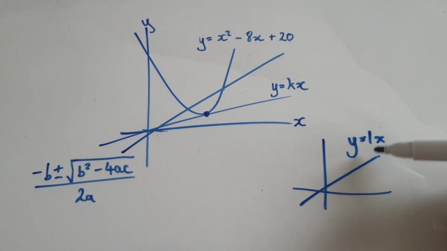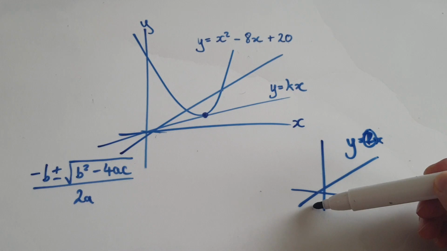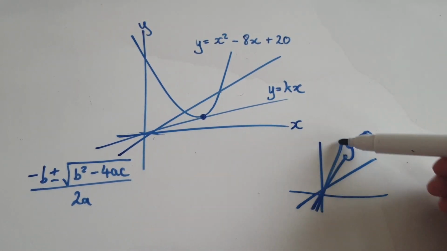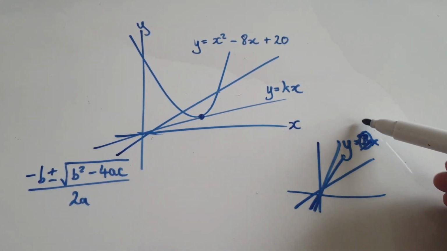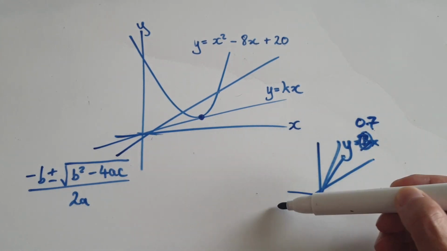1x would just be a diagonal line with a gradient of 1. If it's 2, it would be steeper. If it's 3, it would be steeper. If it's less than 1, let's say 0.7, it will be shallower.